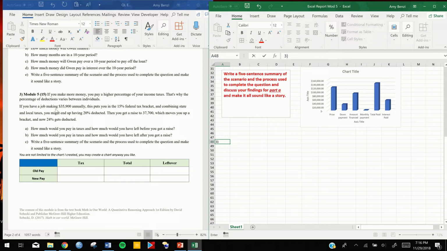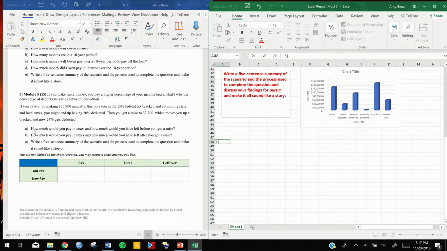Here we're going to talk about if you have a job where you make $35,900 annually, that puts you in a 15% federal tax bracket. And after paying local and state taxes, you'll probably end up having about 20% of your income deducted. Then you're going to get a raise. Your raise takes you up to $37,700, which changes your tax bracket. And now you're in a 24% bracket, where 24% gets deducted.